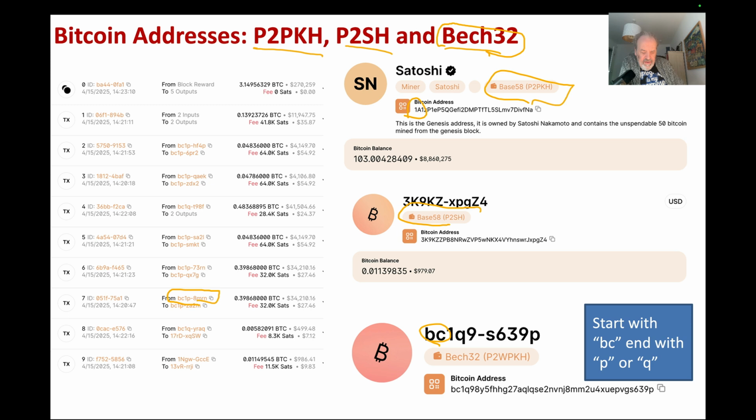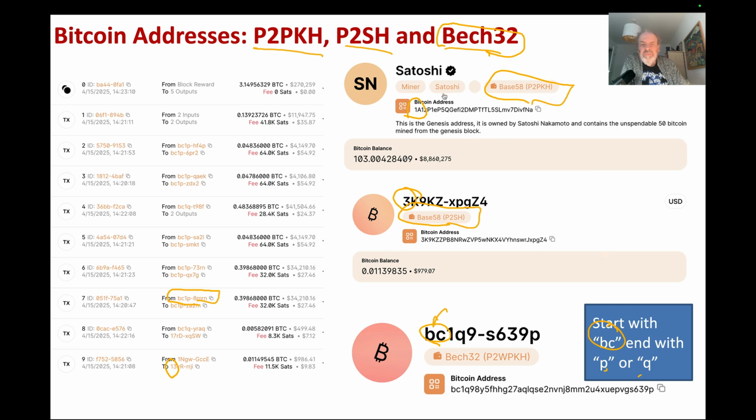We also get another base 58 format, and this begins with 3. So perhaps we can see one here. We can see this one has a 1 overall. But most of the ones here are the more modern standard. For this, it starts with a BC and ends with a P or a Q at the end. Okay, so we should be able to see examples of this.